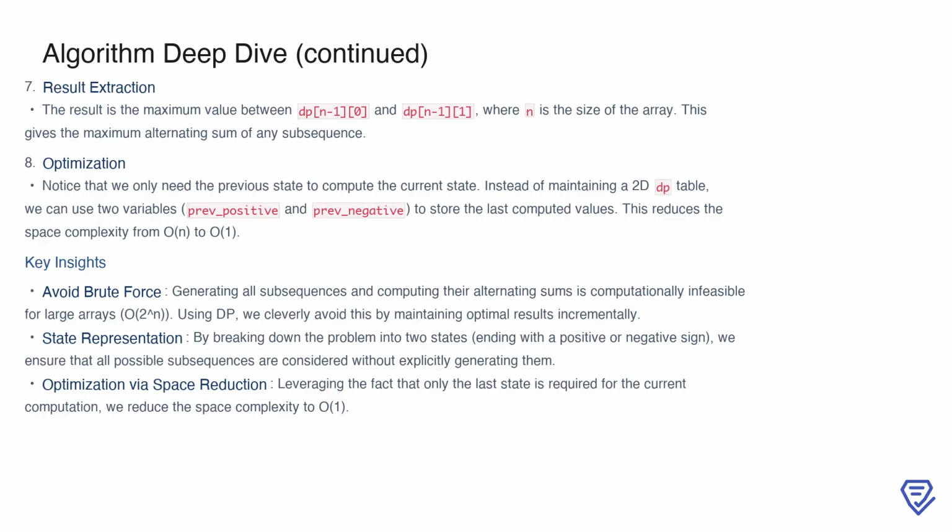The key insights here include the efficiency of the dp approach, which avoids the brute force method of generating all possible subsequences. By representing the problem in terms of states, we ensure that every possible subsequence is considered implicitly, without the need for exponential computations. Additionally, the space optimization highlights how we can reduce memory usage by leveraging the fact that only the last state is required for the current computation.